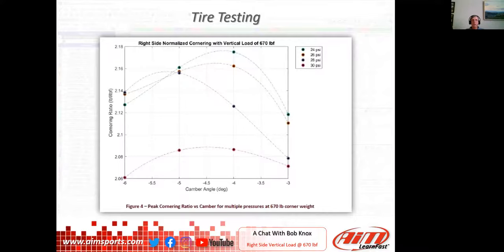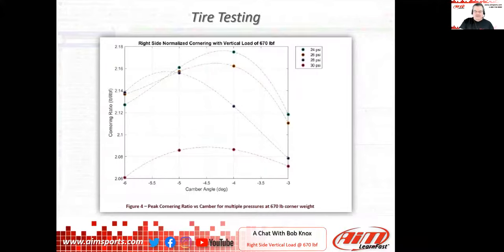So the point again here is now we know where our tire pressure ought to be within a pretty narrow range. And we can see what kind of camber tolerance there is in this tire. And what you see there is between about 3.5 degrees of negative camber and 5 degrees of negative camber at 24 PSI, there's only about a 1% change in grip. Interesting. And that, go ahead.